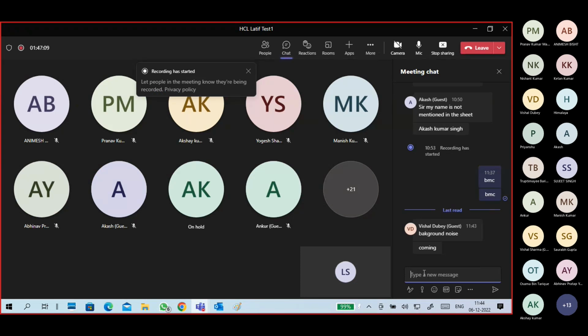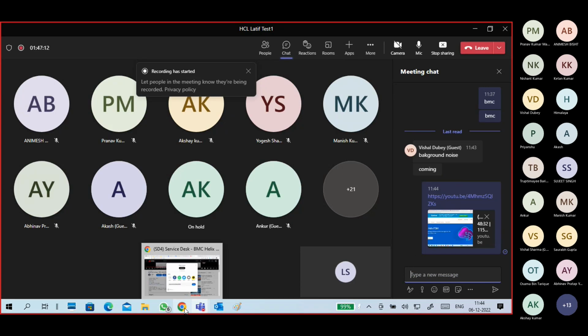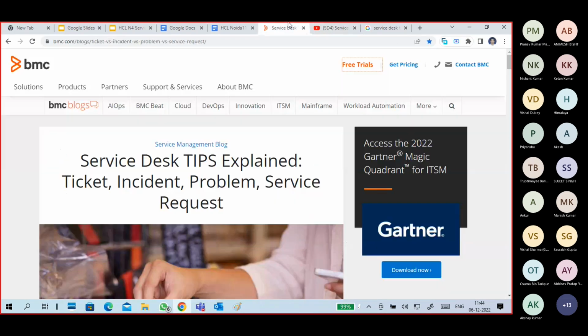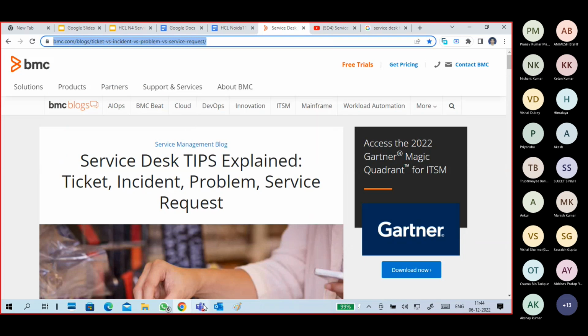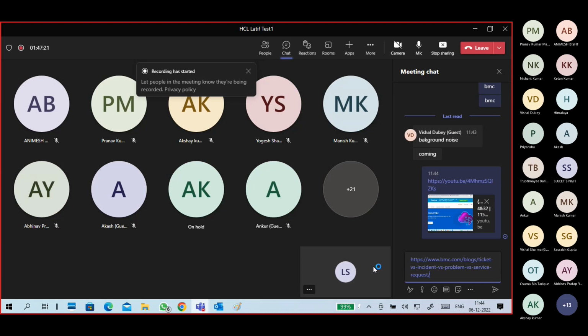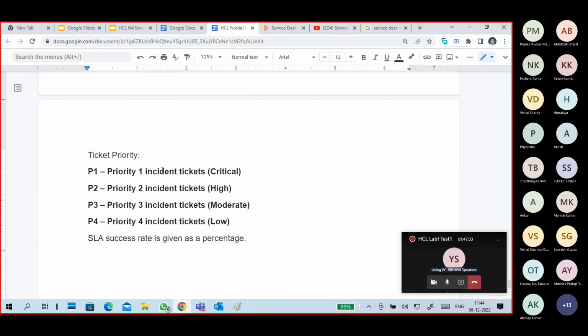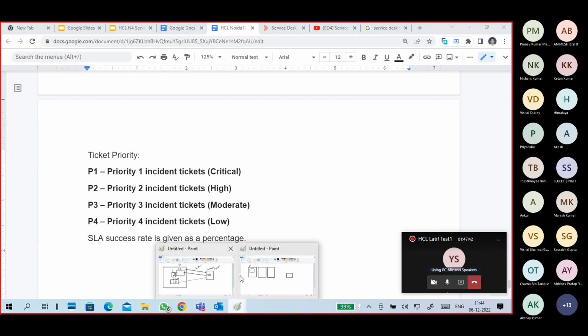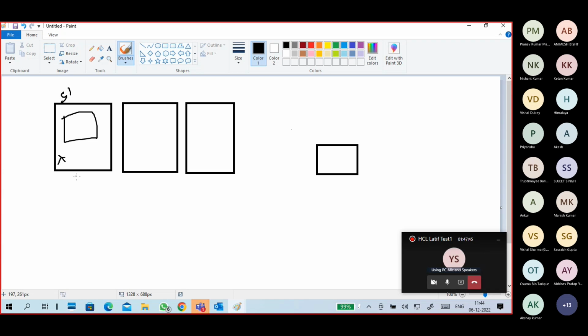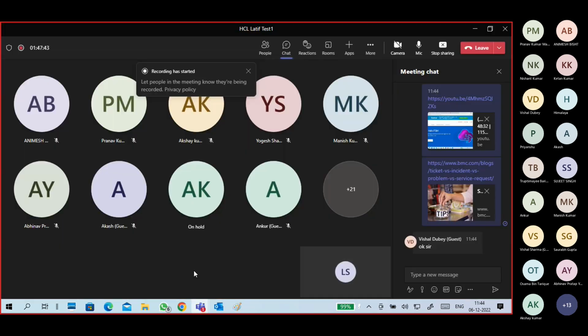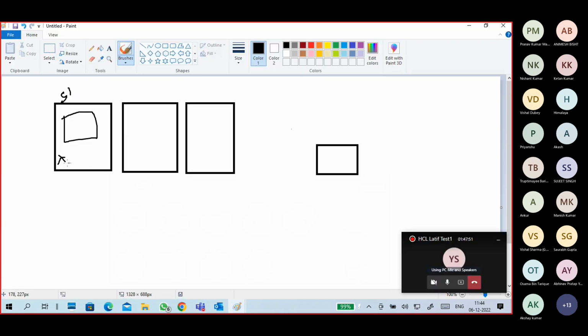Now it is working, see. It's compulsory, try to read it. If you read, you will understand. Okay, if you don't understand, try more times. This is incident ticket priorities. So here I am trying to say if the server is down, the service is also unable to be accessed.